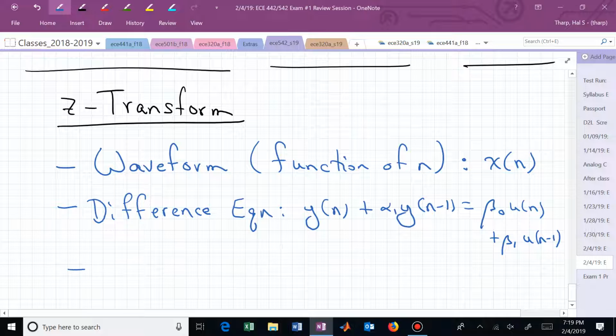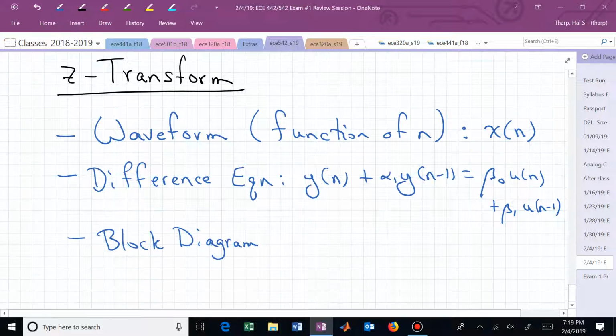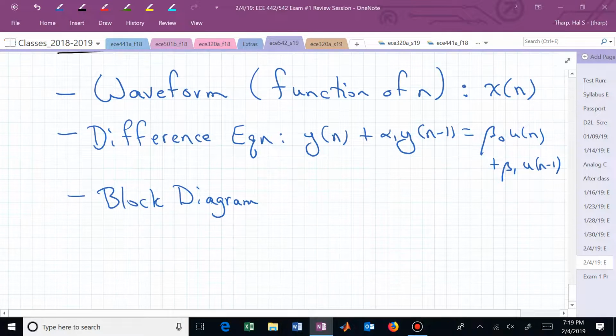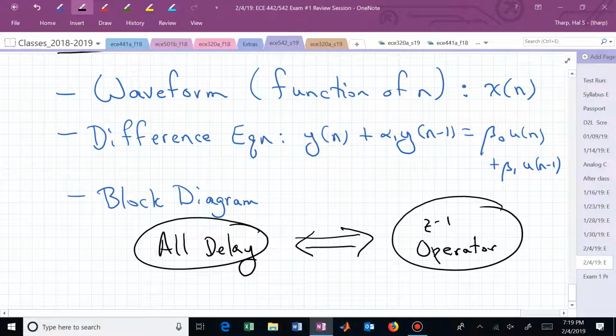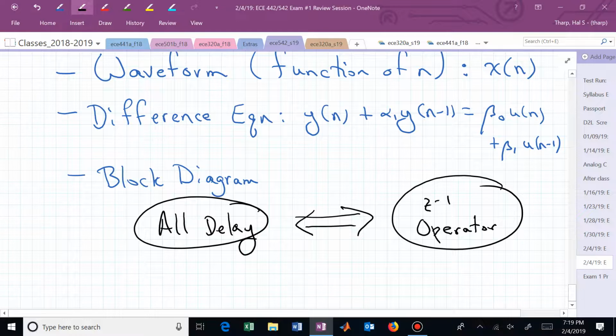Or you should be able to find the Z-transform associated with a block diagram if that block diagram was an all-delay block diagram. And that really just means that you have to replace these delay blocks with this z to the minus 1 operator, where this is now the time domain and the z to the minus 1 puts you in the frequency domain.